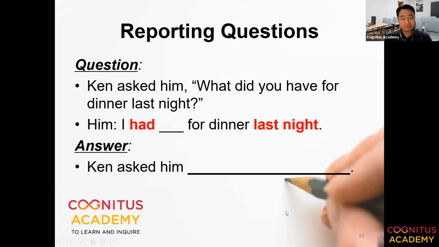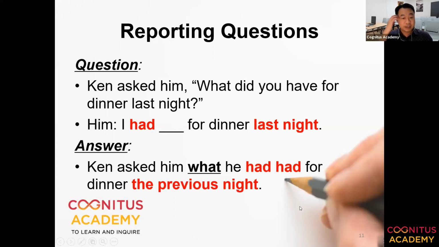Now the next one, Ken asked him, what did you have for dinner last night? So what I would do is I would be him and respond to Ken. So I had blank, pizza, something, for dinner last night. So Ken asked him, so I'm going to extract the question word what first, and then use this sentence to change to reported speech. So it's going to look like this. Ken asked him what he had for dinner the previous night.